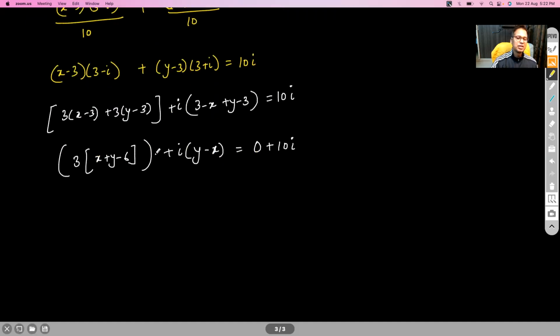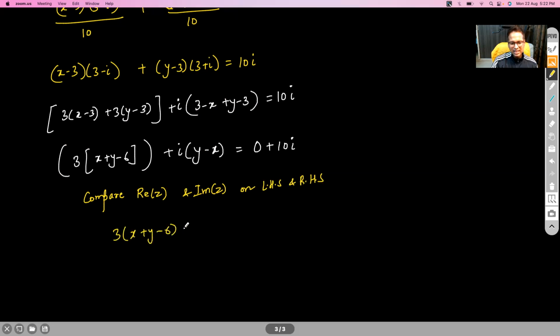Now remember, when you are comparing two complex numbers, you compare their real parts and imaginary parts on both sides, on both LHS and RHS, right? So on comparing real with real, you get 3 times x plus y minus 6 as 0, which clearly means that x plus y is equal to 6. And when you compare the imaginary part, you get minus x plus y, or you can say y minus x, both are same, is equal to 10.